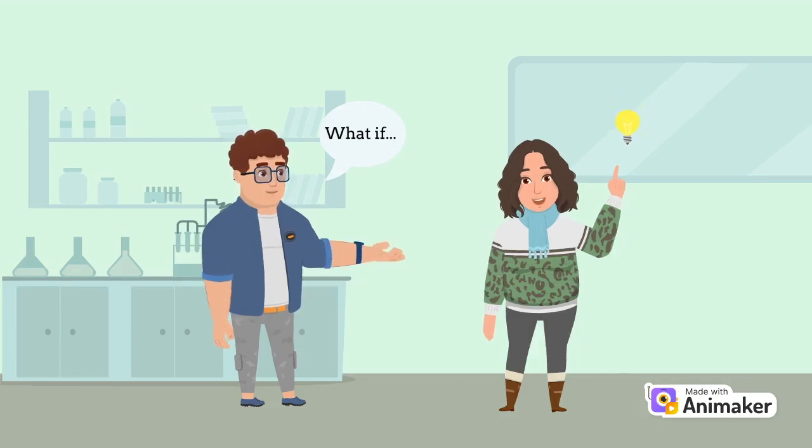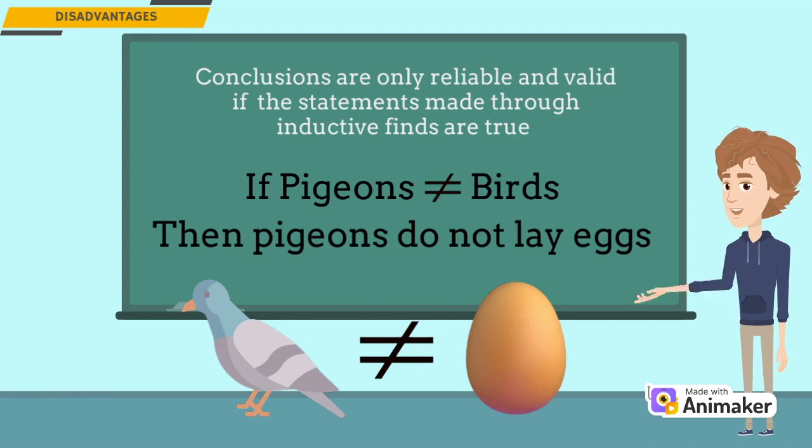This approach also allows us to look at concepts from a different perspective. Doing so can help us generate new ideas and solutions. Although proven helpful at times, the deductive method comes with some disadvantages as well. The conclusions that are drawn when using this method are only reliable and valid if the statements made through the inductive findings are true. Let's take a look at our bird and egg example again. In an alternative universe where pigeons are not birds, then the conclusions we made about pigeons laying eggs would be false. Hence, it is important that the propositions used are correct.